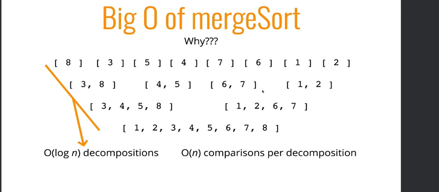So in total, we end up with n log n. So O of log n is the number of decompositions. As n grows, the number of times we split the array grows at the rate of log n. But then each time we do split, each decomposition, we have O of n comparisons to actually perform the merging. So in total, we end up with O of n log n.